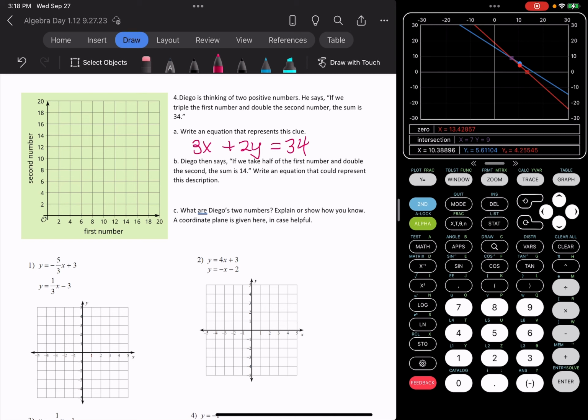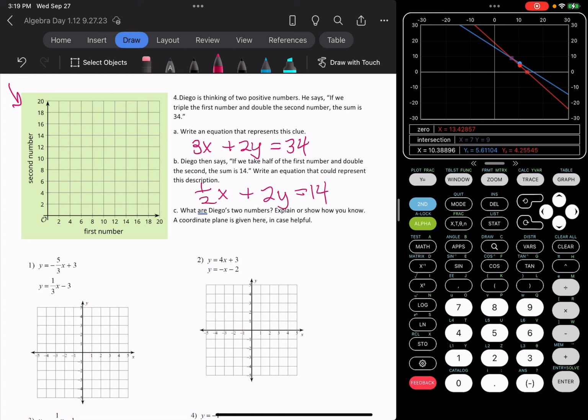Okay. Diego then says if we take half of the first number and double the second number, the sum is 14. Okay. So we have two equations now. What are the two numbers? And it says explain or show how you know. So you can either give me a written explanation, but I would use this graph here to show me that.